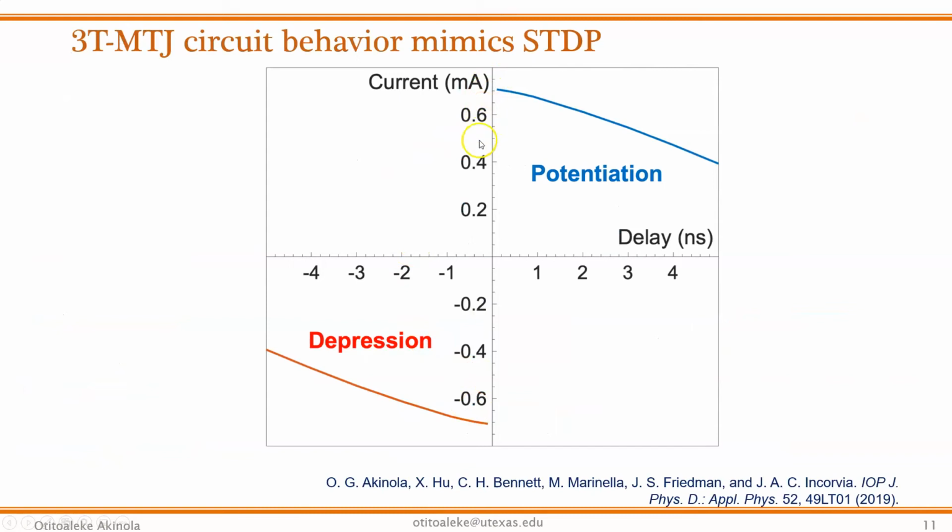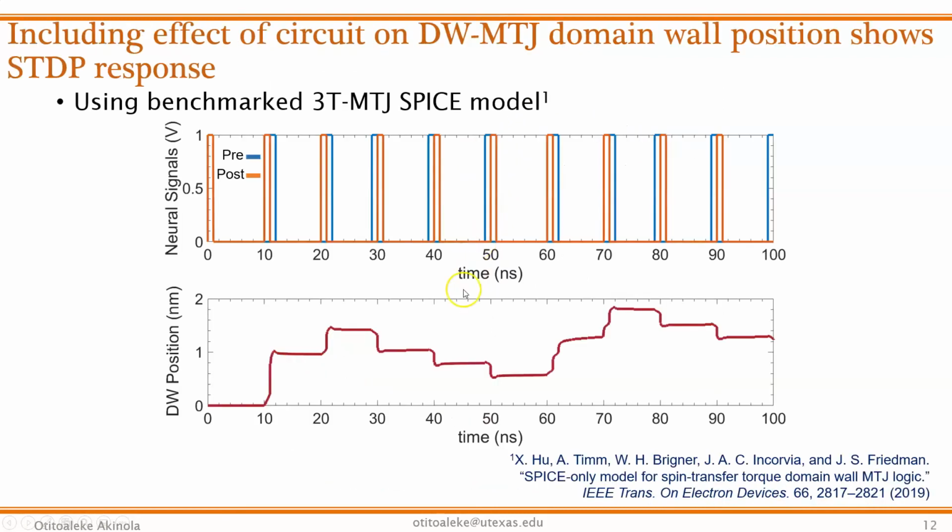We decided to plot the different amplitude of the current with the delay, and we realized that it corresponds to what Bai and Ho did in their work, that the delay is inversely proportional to the current that flows through the device. And one other thing that we observed is how the domain wall moves in response to whether the presynaptic signal comes in first or the postsynaptic signal comes in first.